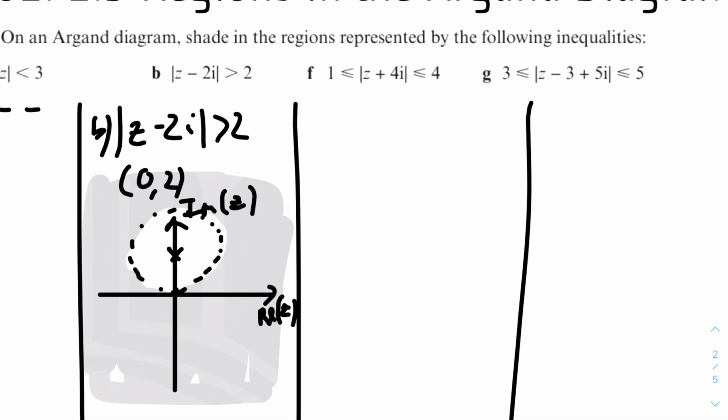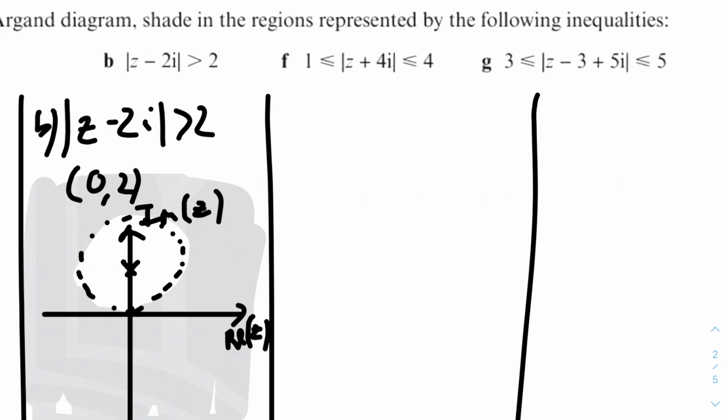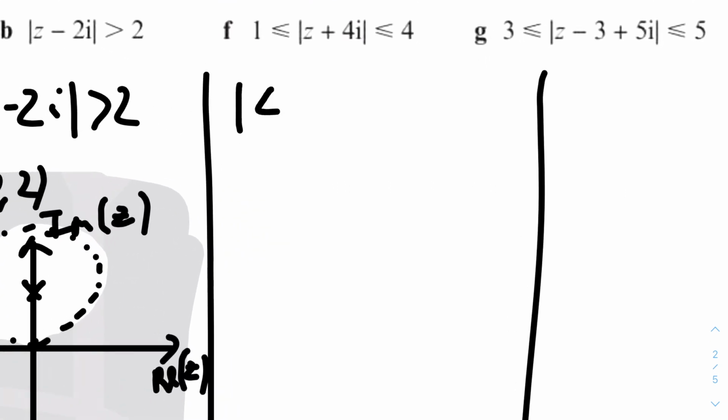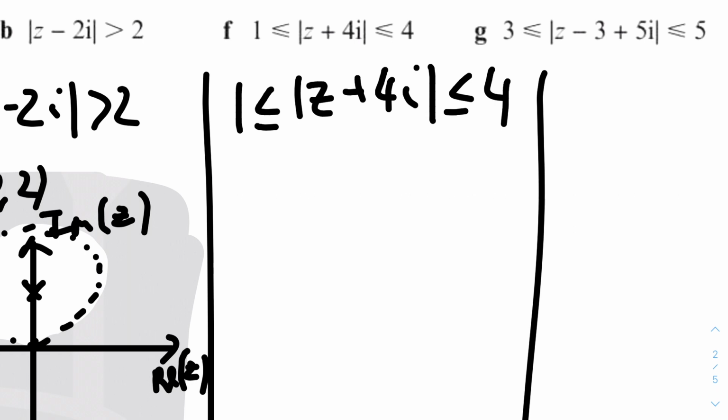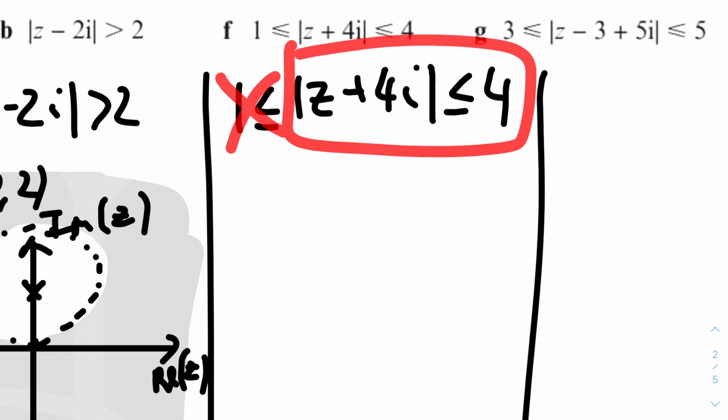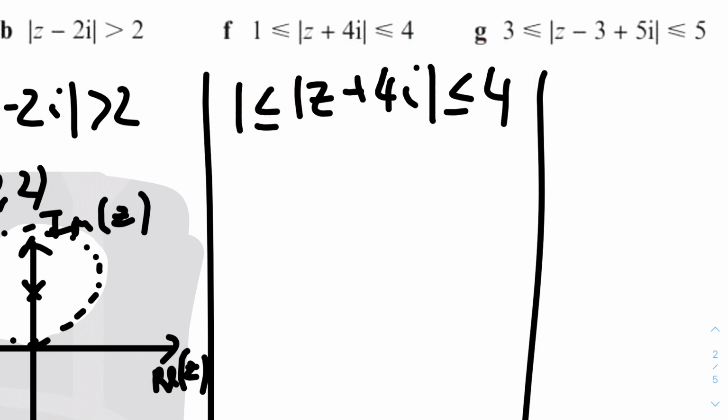And the third question, 1 is less than or equal to the modulus of z plus 4i, which is less than or equal to 4. So this is a circle, but it's a weird one because we have 2 different inequalities, which basically means that we have to shade between 2 loci. So we can treat it separately, by just covering this and treating this as 1, and covering this and treating this as 1. So let's just decide where to draw the circle first.